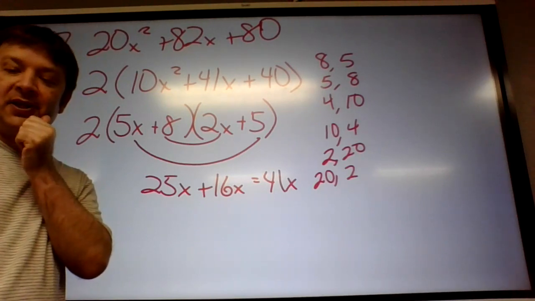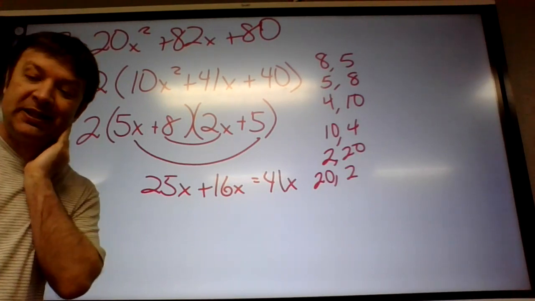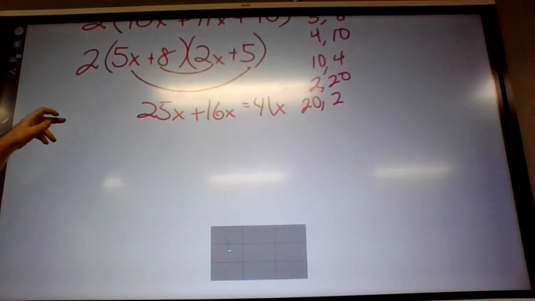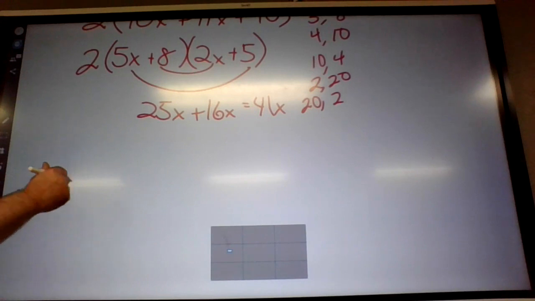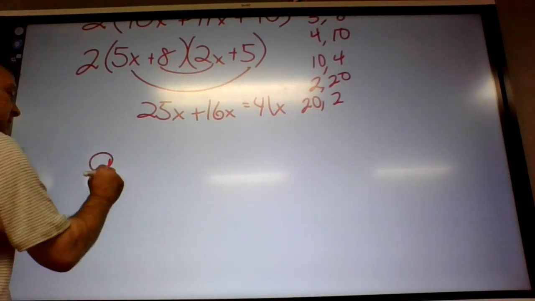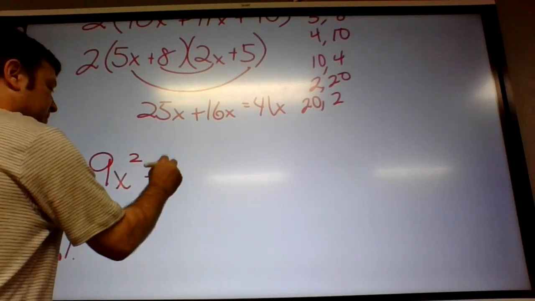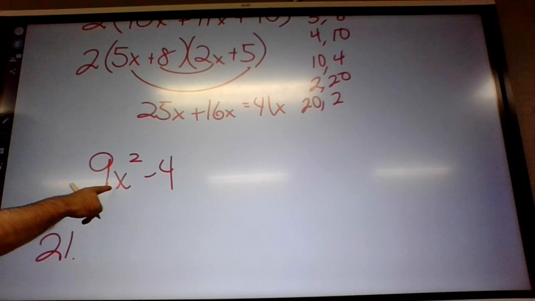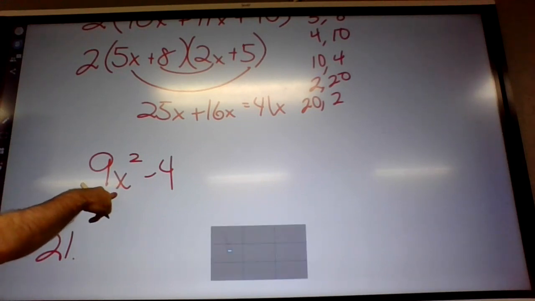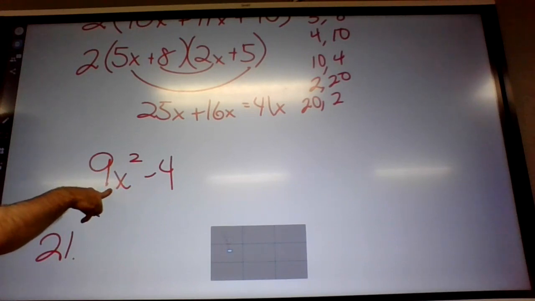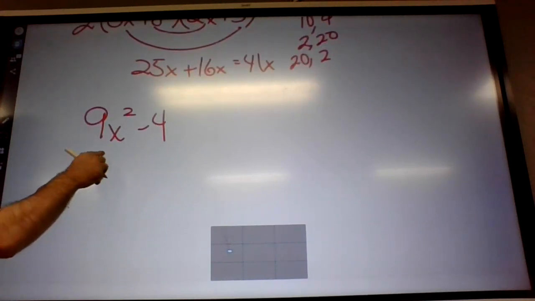Difference of two squares. I called them square minus a square. You guys remember how these work? Let me do an example on this before I do 21. So, what is a square minus a square? A square is something that has a nice square root. So, what's the square root of this first term?